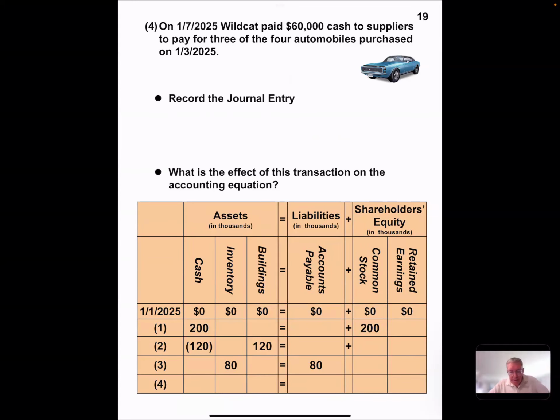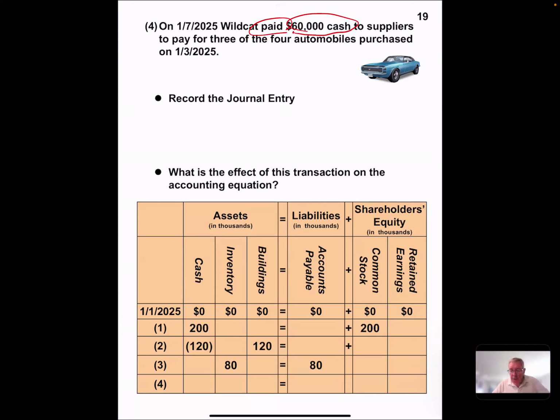All right. So a couple days later, January 7th, they're paying $60,000 towards what they owed for those 4 cars they bought. So they did owe a total of $80,000. Now they're paying $60,000 of that debt. Okay. So we need to record this, an event that affects the financial condition of the firm. So we see cash, we see the word paid. So when you see the phrase paying cash, we know cash is going down.